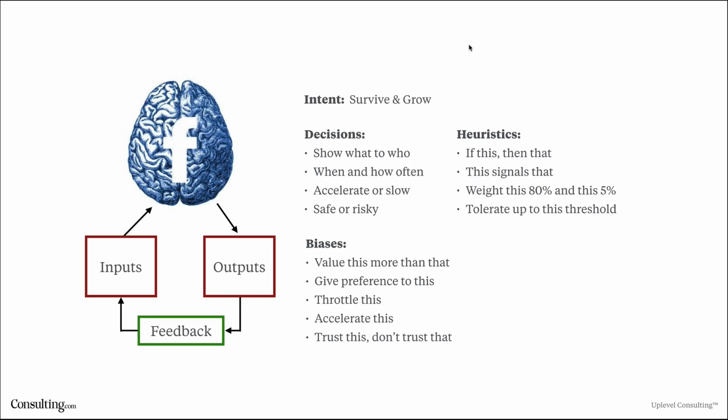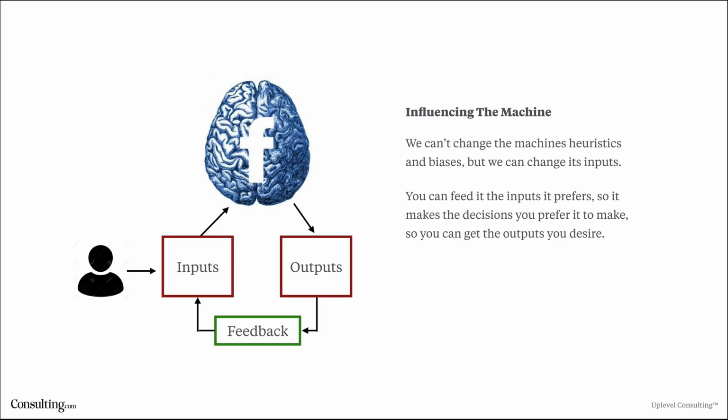And you need to understand how Facebook's algorithm makes its decisions using heuristics and the biases that are present within all of this behavior. And don't worry if this sounds complicated. I'm going to make it dead simple and show you what all of these things are in this training module. So, influencing the machine. Now, we can't change the machine's heuristics and biases, but we can change its inputs. And you can feed it the inputs it prefers, so it makes the decisions you prefer it to make, so that you can get the outputs you desire.